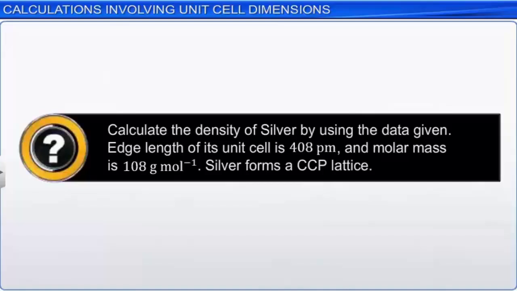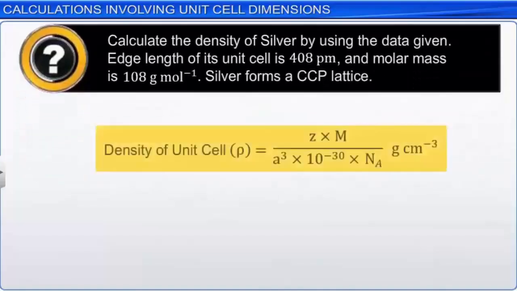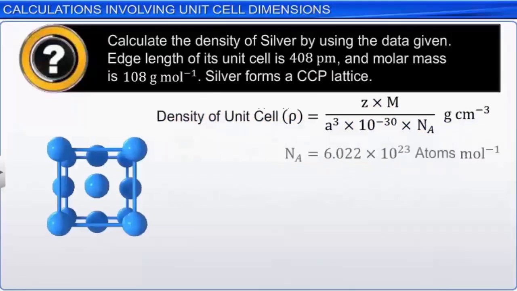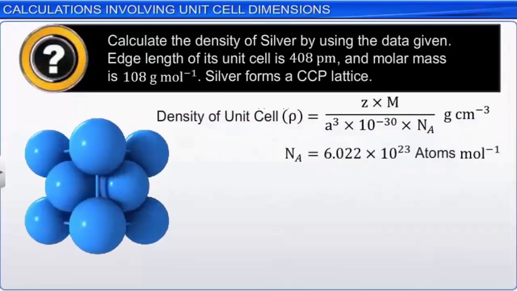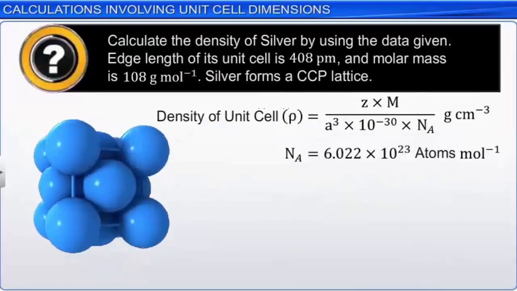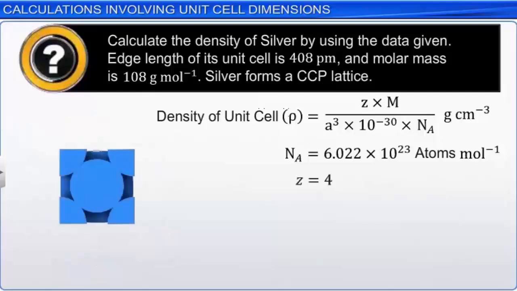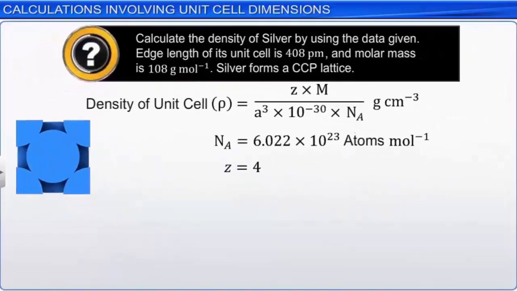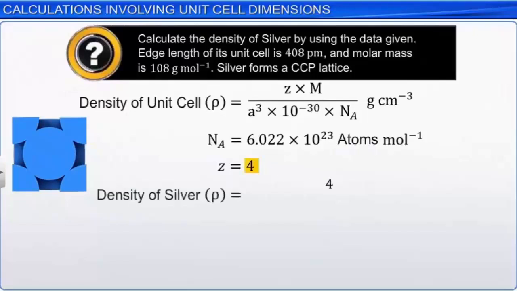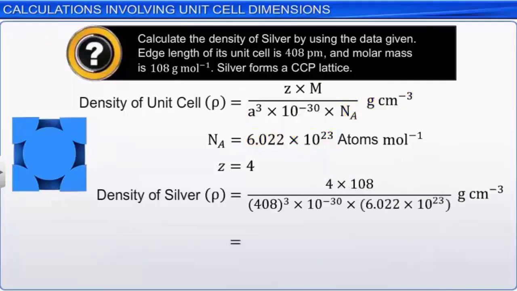You know that rho is equal to Z into M upon A cube into 10 to the power minus 30 into Avogadro's number grams per cubic centimeter. For a CCP lattice, which is equivalent to an FCC lattice, Z is equal to 4. By substituting the values, we get the density of silver as 10.5 grams per cubic centimeter.